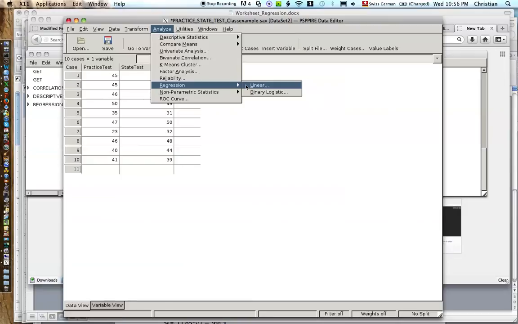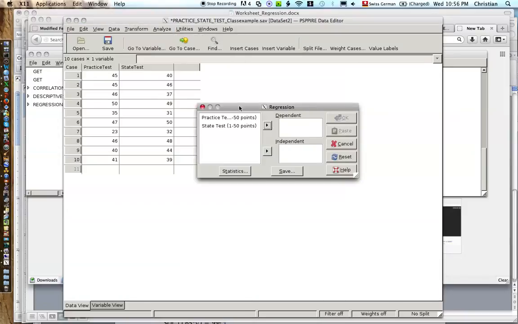Linear is for if your dependent variable, your criterion variable, is continuous, and binary logistic is when you have a criterion variable that is 0 and 1, or 1 and 2, when you have two categories. For example, if you would just predict if somebody passed or failed the state test, we would do binary logistic.